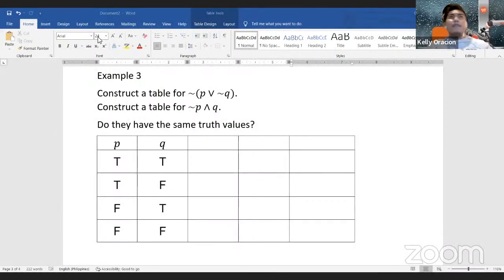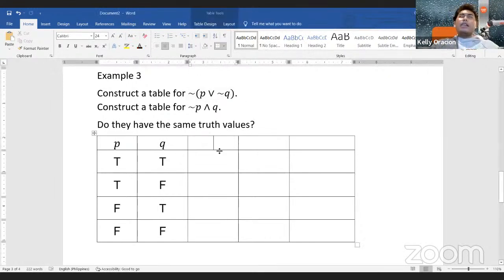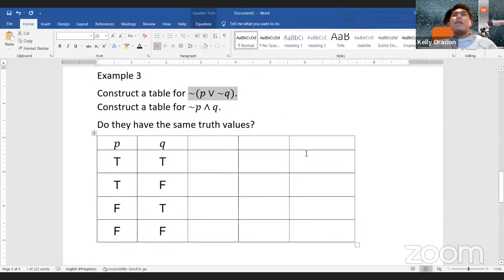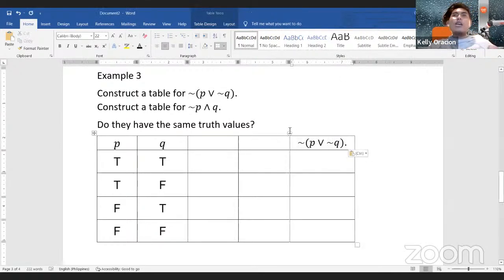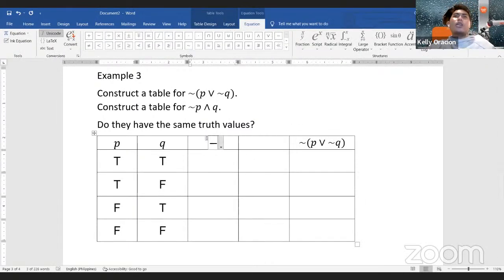Ay, sige, let's solve. So, I have the tables already. Let's have this one first, itong una. By the way, which one do we manipulate first? Okay, it's the negation of Q. This is the first we are going to solve. So we are going to determine first the negation of Q.